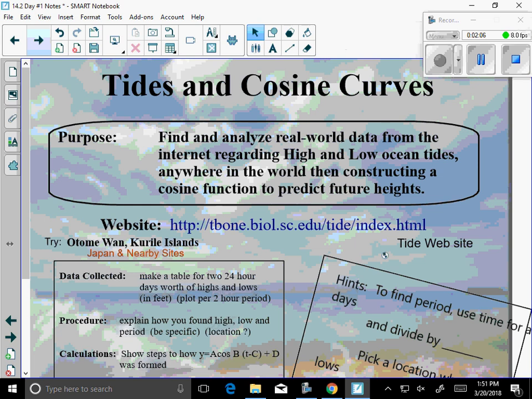Tide Lab, I don't know that we're going to get to this before break. So if we do it, it'll be after break. It has to do with tidal waves and all sorts of fun stuff.